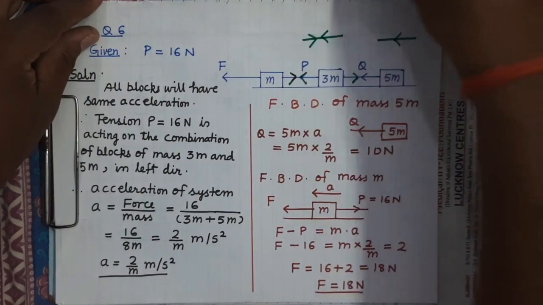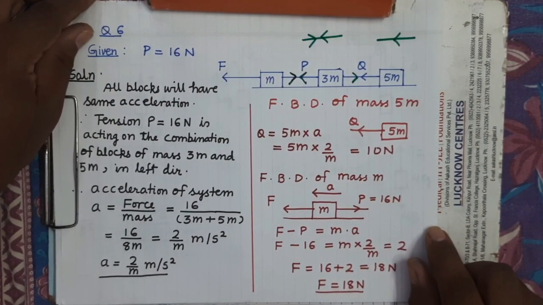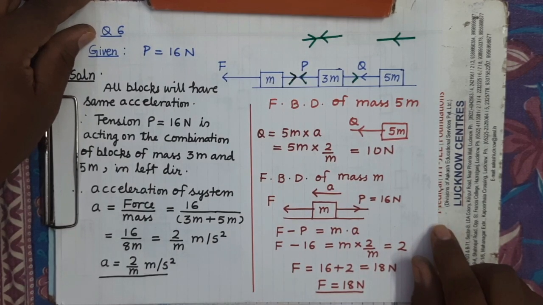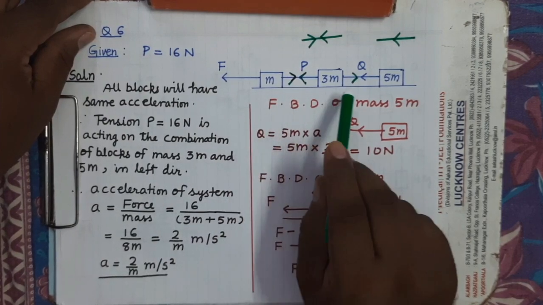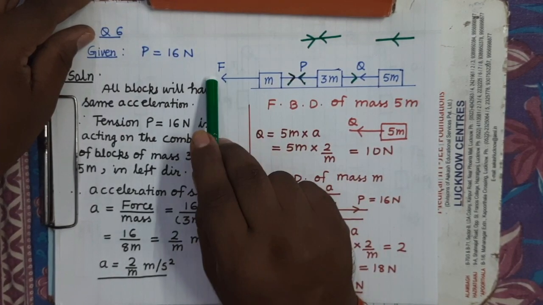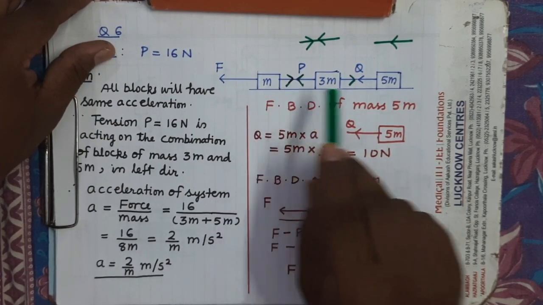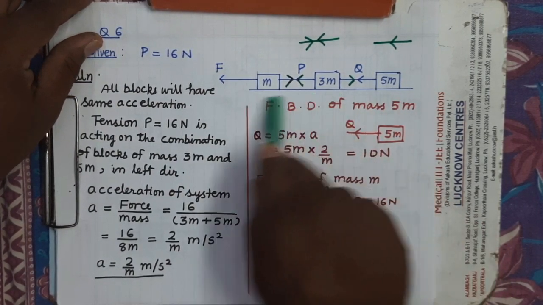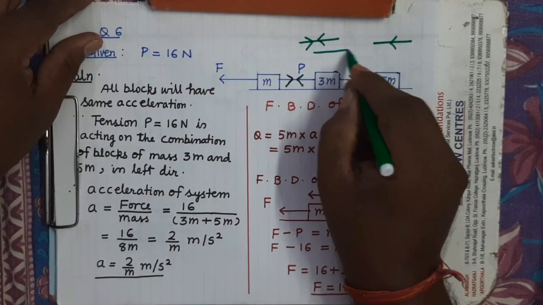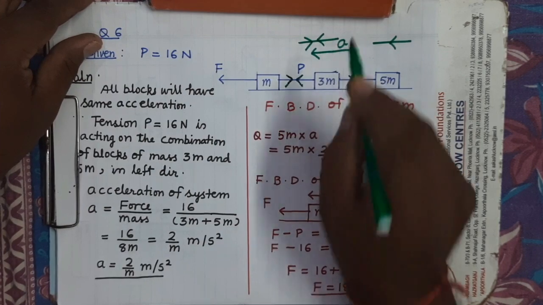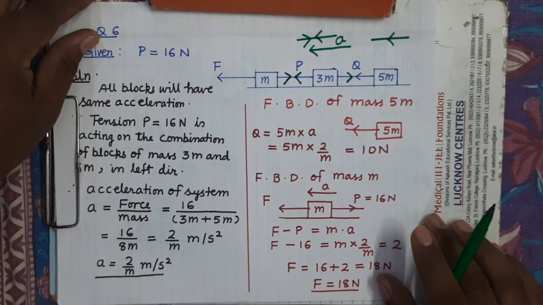Now you can see here question number 6. We have to determine the acceleration of the blocks. So you can see here, this is very clear from the diagram. When you apply a force here, all the blocks will move simultaneously, will travel the same distance in a given time. Therefore, they will have the same acceleration. Let the acceleration be a in this direction. It's clear? So acceleration of the system will be the same.